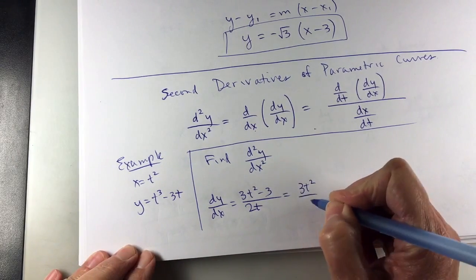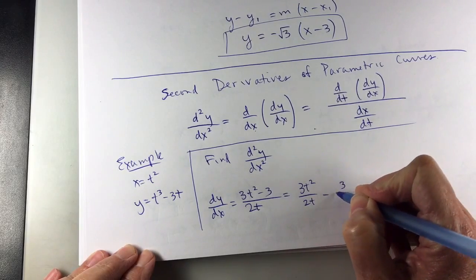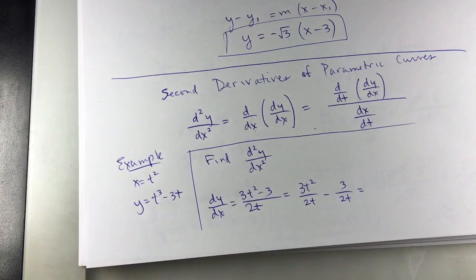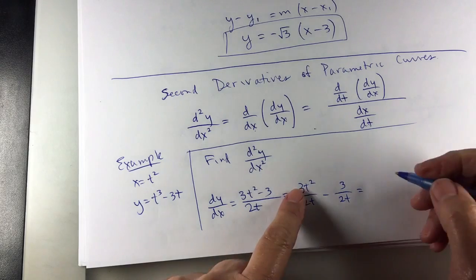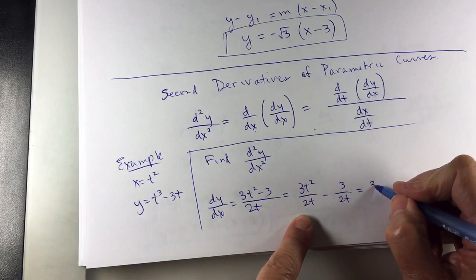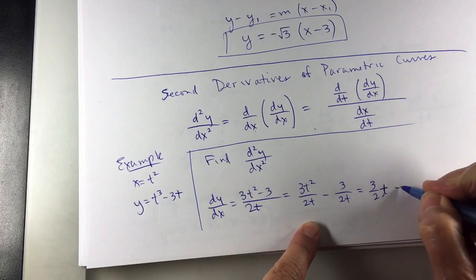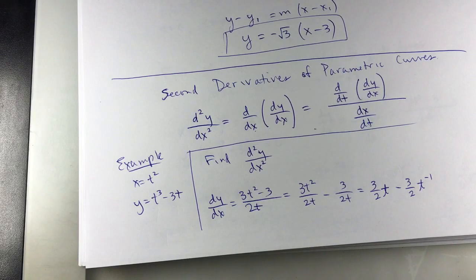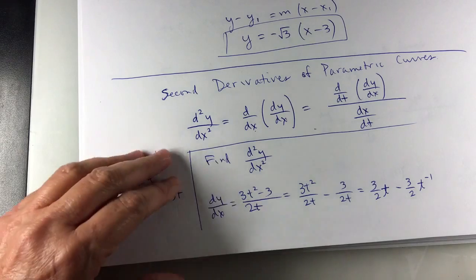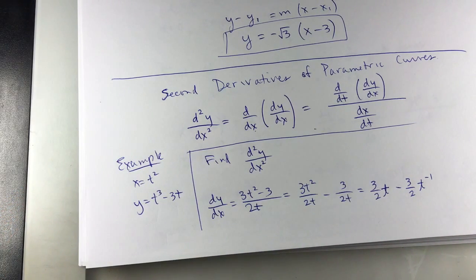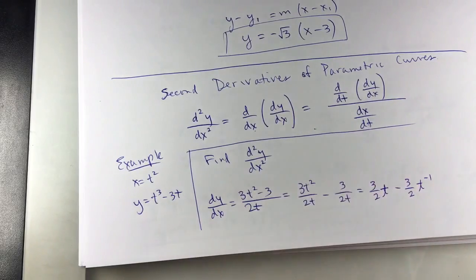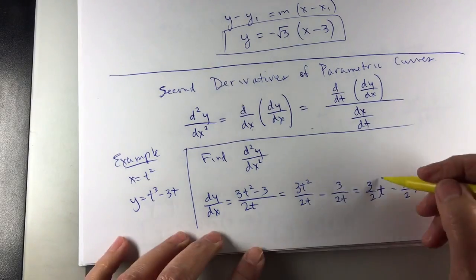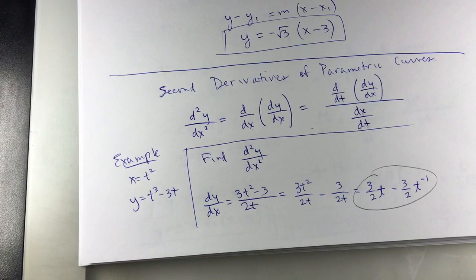This is 3t squared over 2t minus 3 over 2t. So the first derivative is 3/2 t minus 3/2 times t to the negative 1. Right? Here's the first derivative. So when I do the second derivative, I probably want to go ahead and use this version of it to do the derivative of the derivative for the numerator.